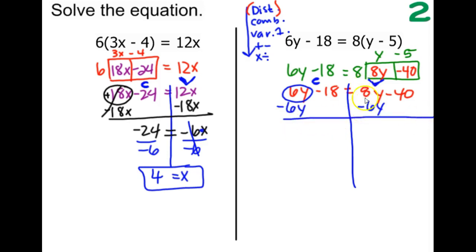Notice I'm putting it directly under the term that I can combine together. We have -18. 8y minus 6y is 2y. Then we have the minus 40. We're trying to get this letter y all by itself, so we need to move this 40 over to be with the other numbers. Add 40.